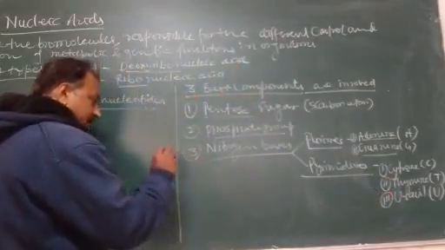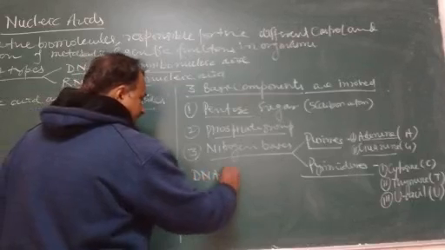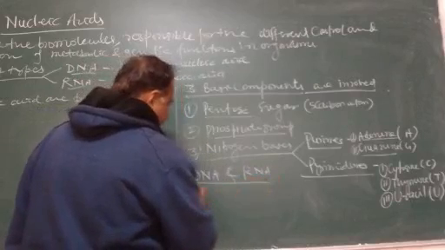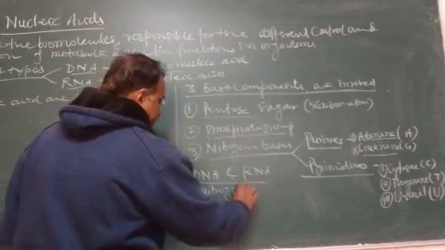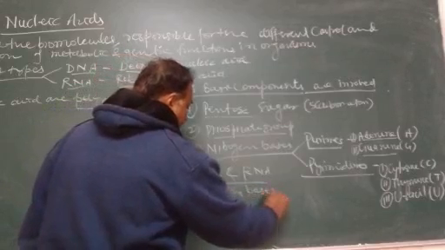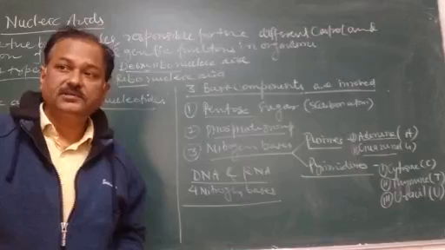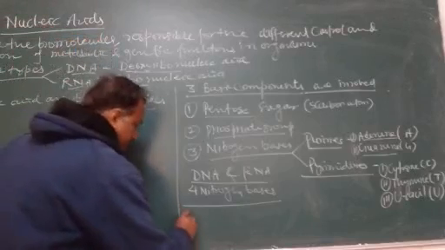Now, in DNA and RNA, only four nitrogen bases are present. Out of these 5, only 4 nitrogen bases are present.